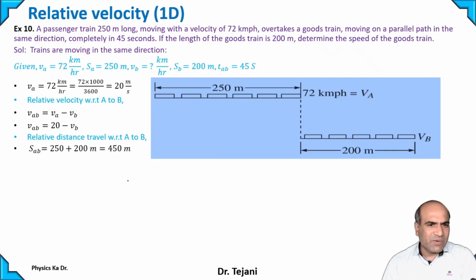Now it is very simple. We need the relative velocity. VAB is equal to SAB divided by TAB. Put VAB here.